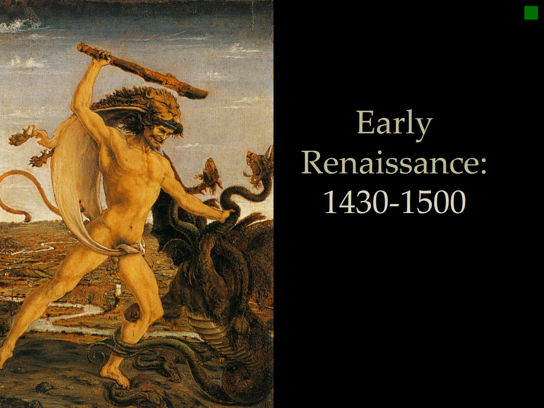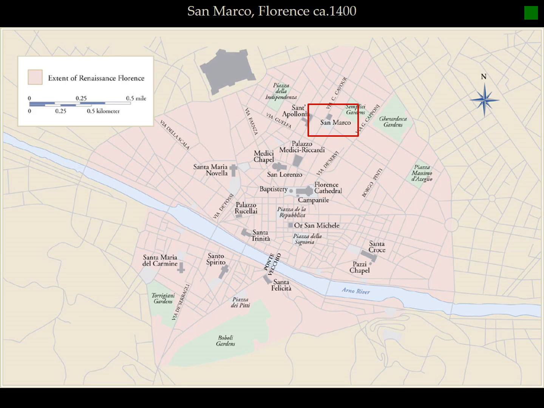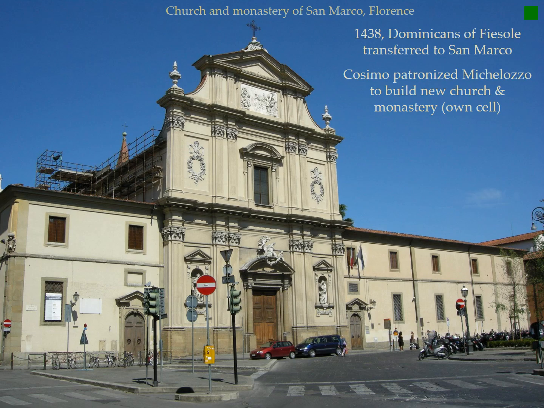This lecture will continue to build upon the last, looking at art in Florence between 1430 and 1500. This will lead us all the way up until the generation that will be identified as the High Renaissance, beginning with Leonardo da Vinci. We will begin with an artist named Fra Angelico, or Angelic Brother, who was a monk and lived in the monastery of San Marco in the far north of the city.